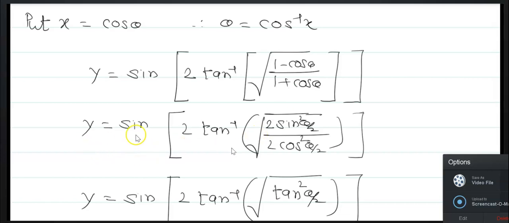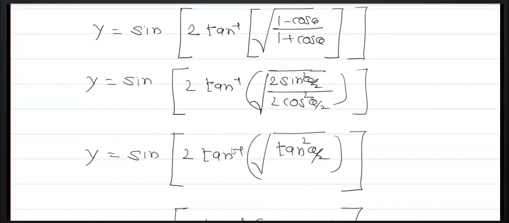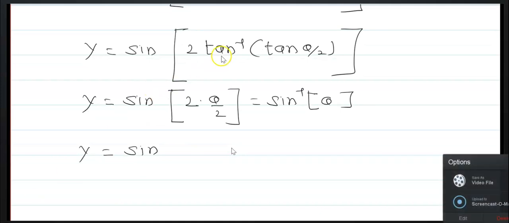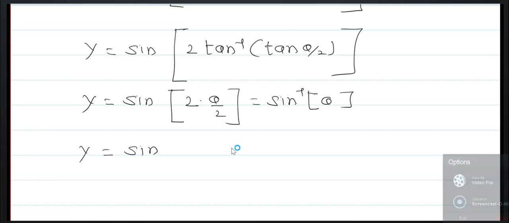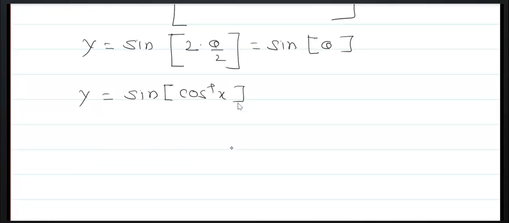Doesn't matter. y is equals to sine 2 tan inverse in root of 2 sin square theta by 2 upon 2 cos square theta by 2. You are getting tan square theta by 2. Square and root get cancelled, and you are getting y is equals to sine 2 tan inverse of tan of theta by 2. Therefore, you are getting 2 theta by 2, 2 get cancelled, sine of theta. It is a sine theta. But what is the theta? Theta is a cos inverse of x.